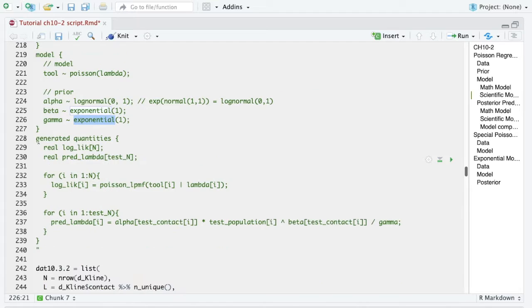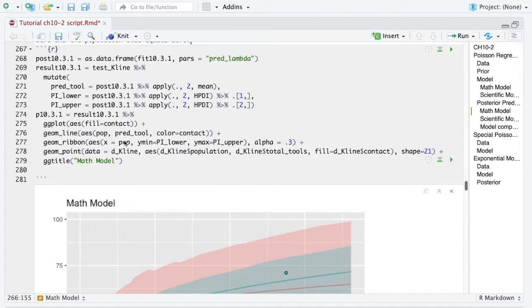In the generated quantities block, again, we have one for loop for the training data to calculate the log likelihood, and a second for loop to calculate the prediction result on testing data. And then we can plot the posterior prediction of these two models for comparison.